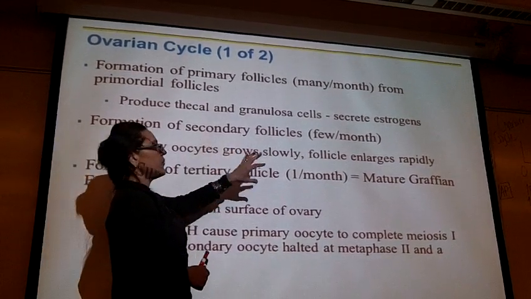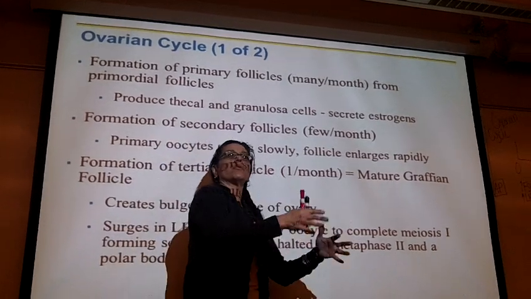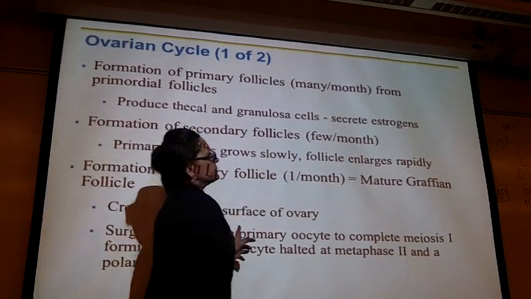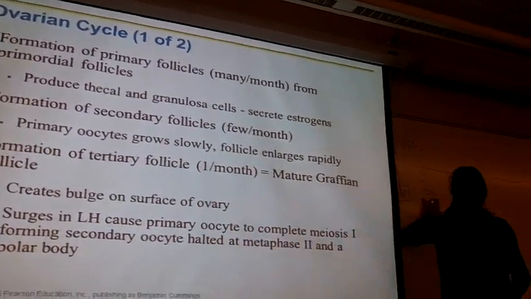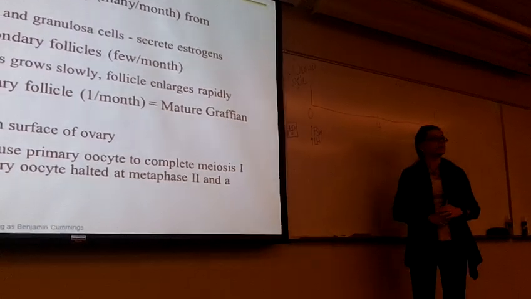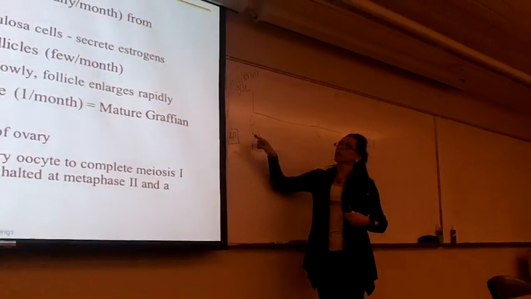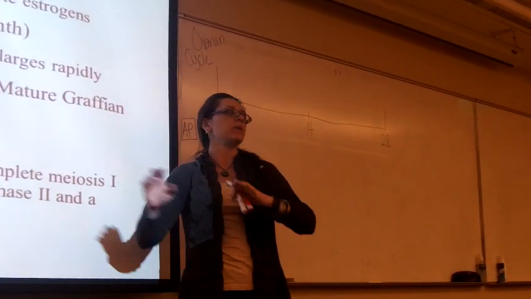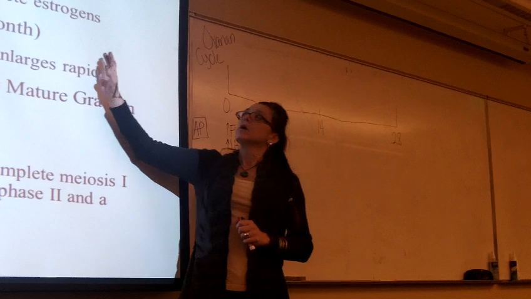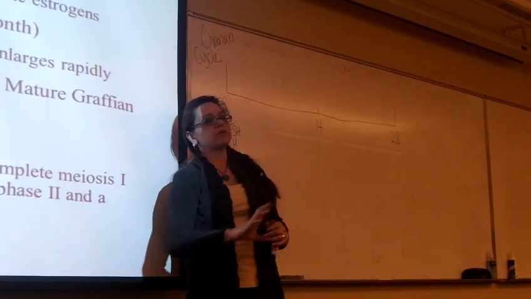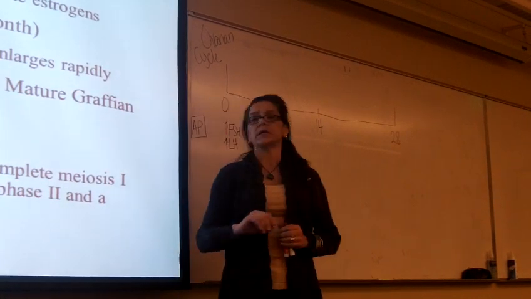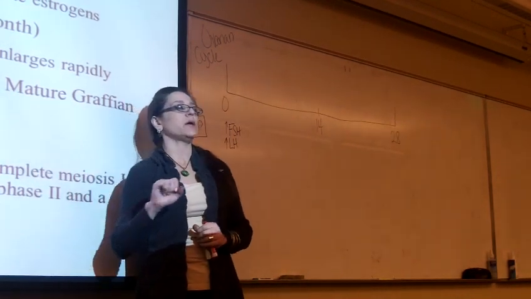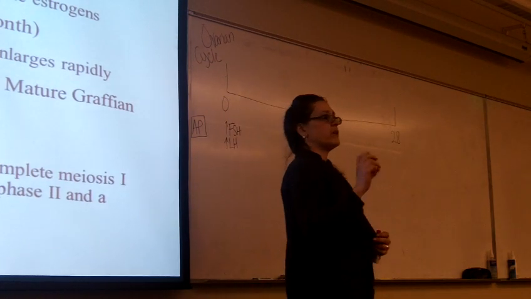And again, inside of these follicles, the oocytes are going through their rounds of division. Now, that's going to happen here under the influence of FSH. So when FSH levels rise, many primordials are starting on their way to becoming primaries. A few of the primaries are on their way to becoming secondaries, and generally one secondary is on its way to becoming a mature or Graafian follicle.